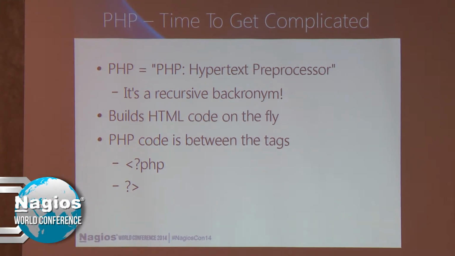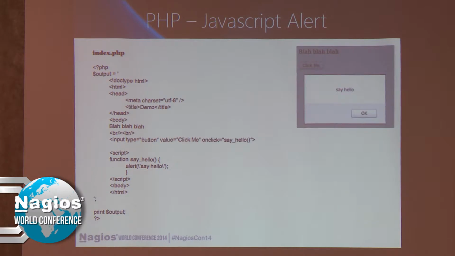And in a PHP file, everything between these tags is the actual PHP code. So we're going to go all the way back to the start where we had our say hello example. The only difference here is this is the start of the PHP code, this is the end of the PHP code, and we're defining a variable called output. And everything between this single quote and this single quote is all HTML, just like it was exactly before.